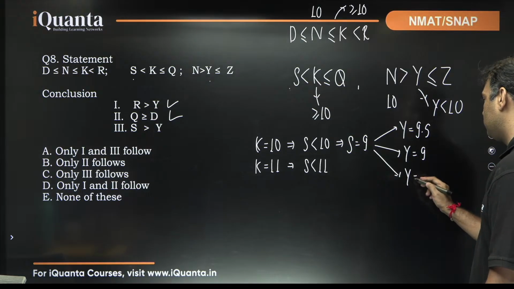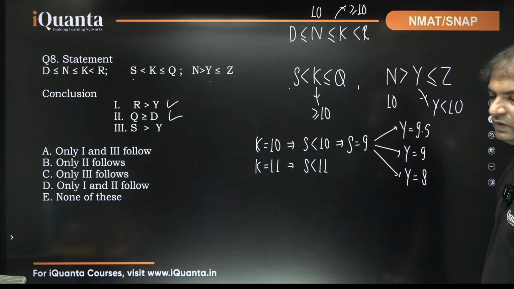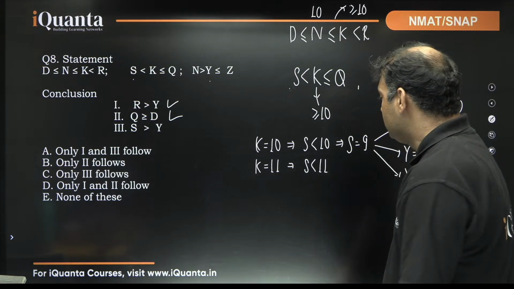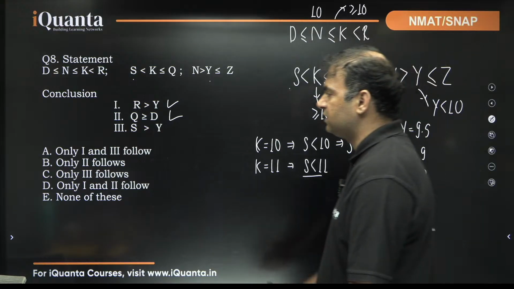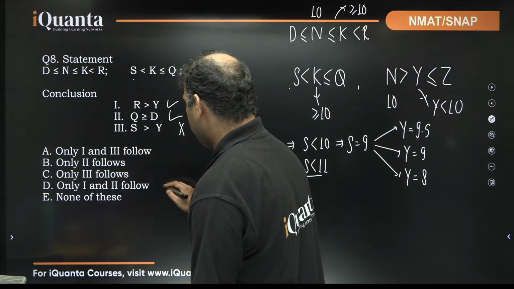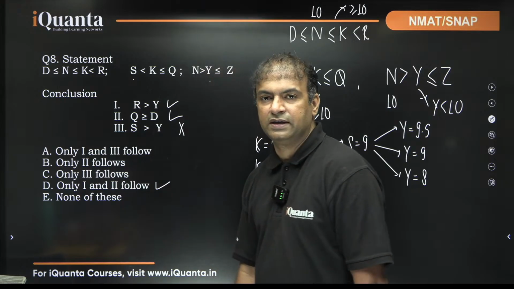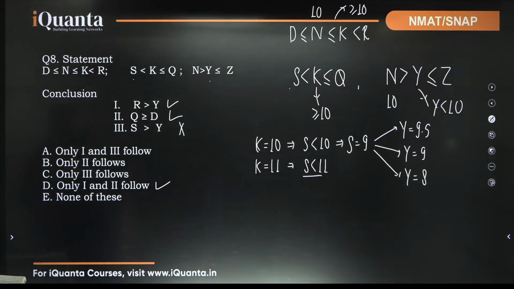S can be less than Y, S can be equal to Y, and S can be greater than Y as well. So all the three relations are possible. Same in the second case of S, here also all the three cases can be possible. So this conclusion 3 is not true for sure. That means only option D is the best option, right guys? I am sure you understand this. If any doubt, you can write in chat.